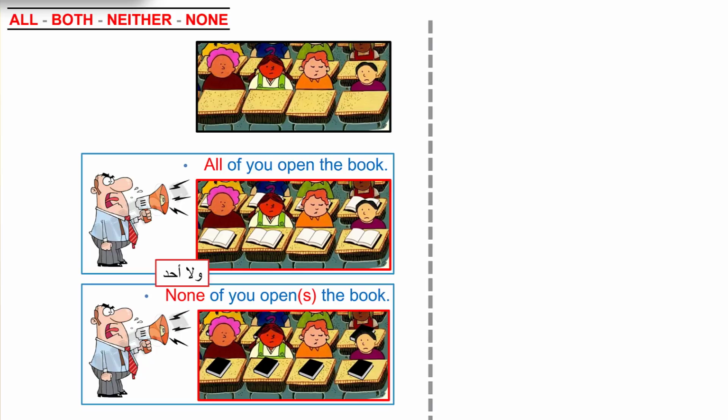None gives a negative meaning. The sentence is not negative. You don't see "not," but the meaning is negative. It is the opposite of all. It is used for more than 2 people or things, and it can take a singular or a plural verb. That means you can say, none of you open the book, or none of you opens the book. Just like with he, she, and it, you say, he opens the book, they open. None is the same thing. It can work either way.